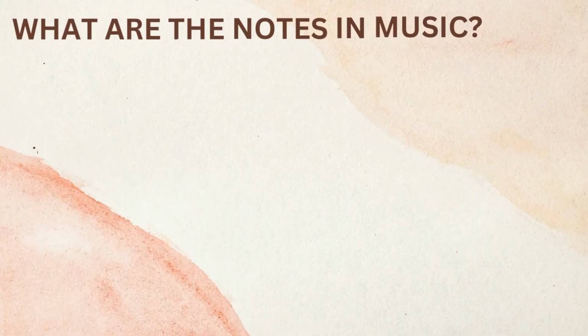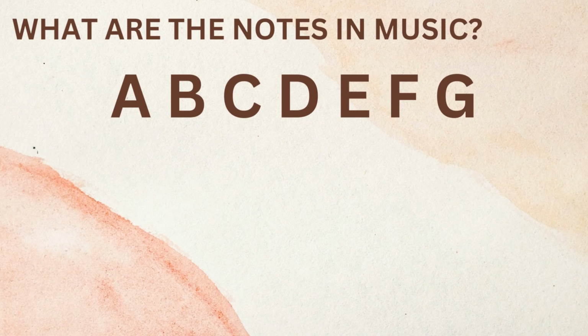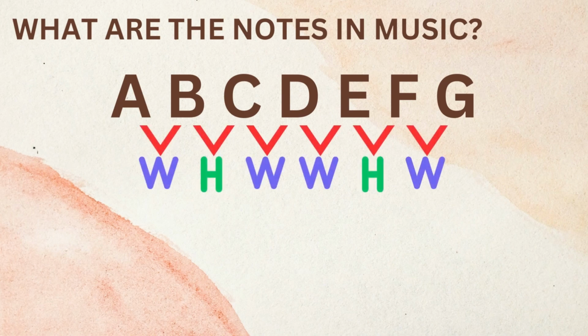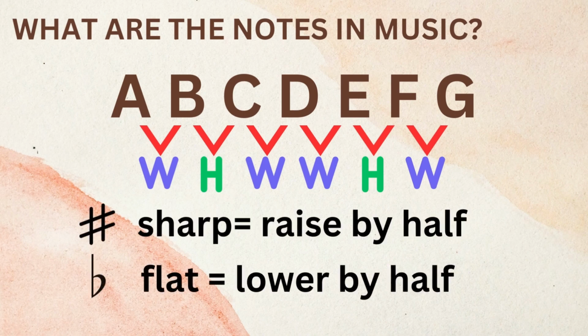The notes in music are represented by the alphabets A, B, C, D, E, F, and G. The distances between each note, one after the other, is whole except B to C and E to F, which is half. There are also corresponding sharp or flat notes in between each note. A sharp raises the note by half, while a flat lowers the note by half.